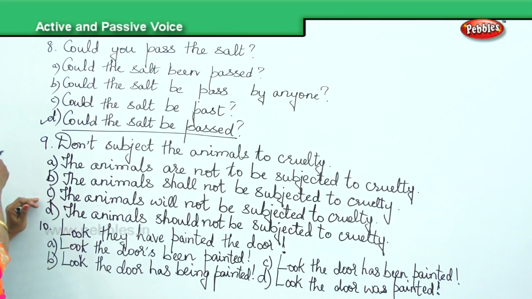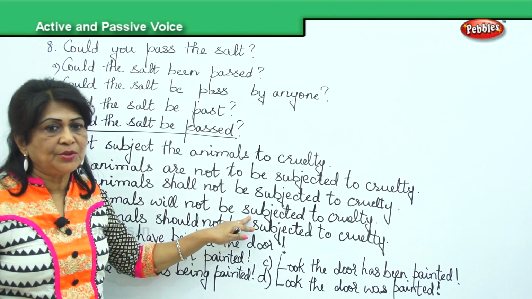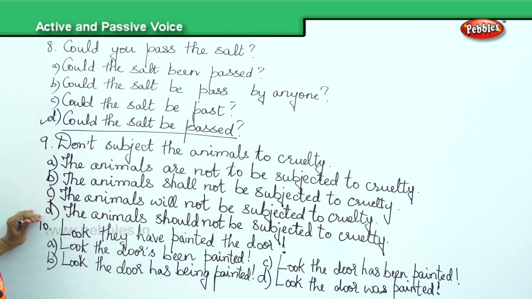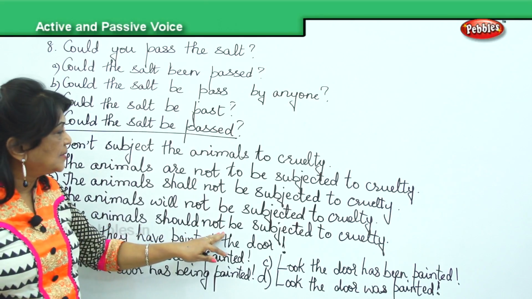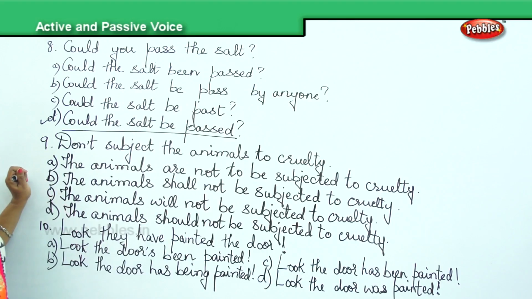Sorry. The option C. The animals will not be subjected to cruelty. Option D. The animals should not be subjected to cruelty. Now, which is the right answer? Don't subject the animals to cruelty. Okay.